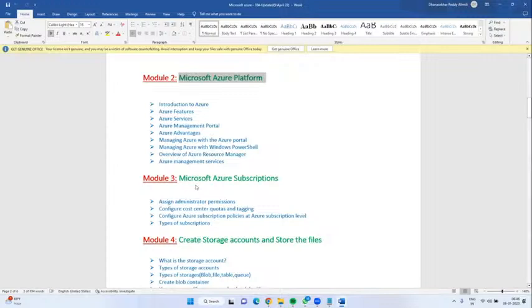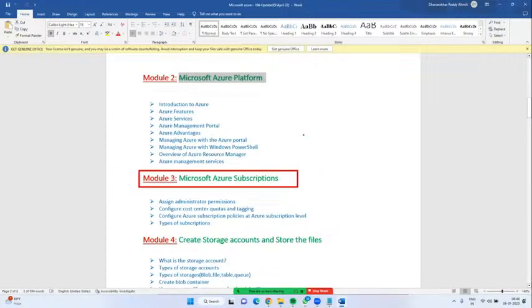Module 3 is subscriptions. What is a subscription, guys? Any idea generally?